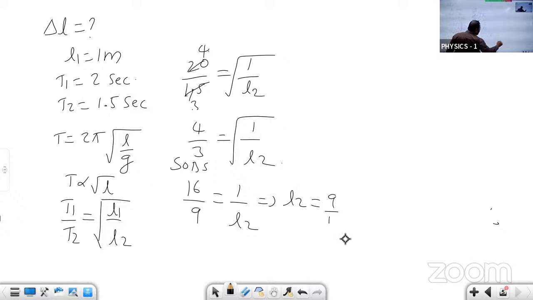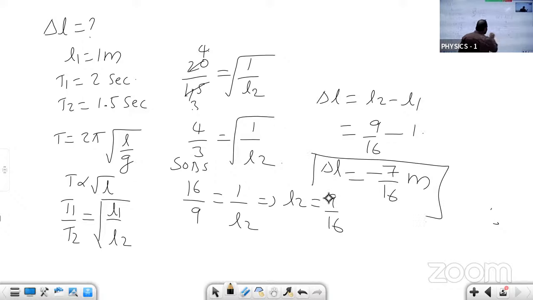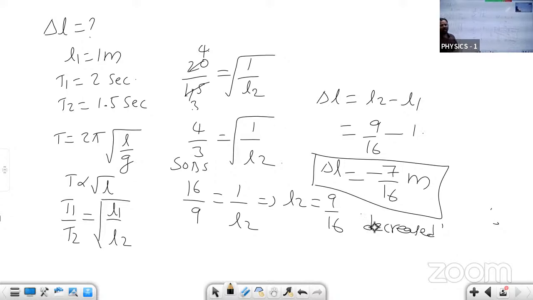L2 equals 9/16. So delta L equals L2 minus L1, which is 9/16 minus 1. 7/16 meter is the answer. The minus sign indicates a decrease, that's why the answer is 7/16 meter decreased. This is the fixed problem for time period of simple pendulum.